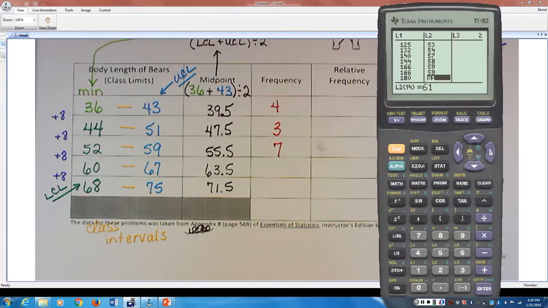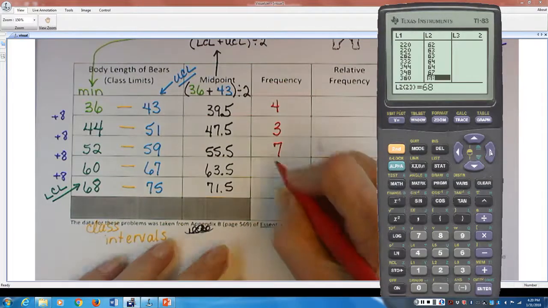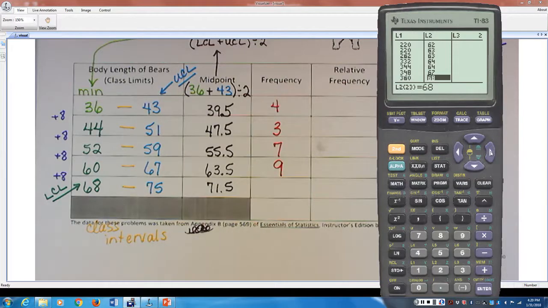And then I'm going to go 60 through 67, so I can't include 68. So I'm counting 1, 2, 3, 4, 5, 6, 7, 8, 9, and that's it. So all the rest of them belong in my last class. 1, 2, 3, 4, 5, 6, 7, 8. And notice that the 75 just barely made it.